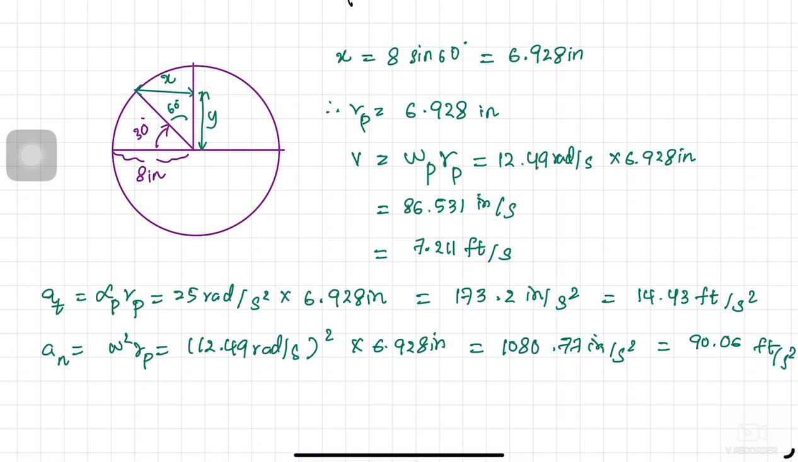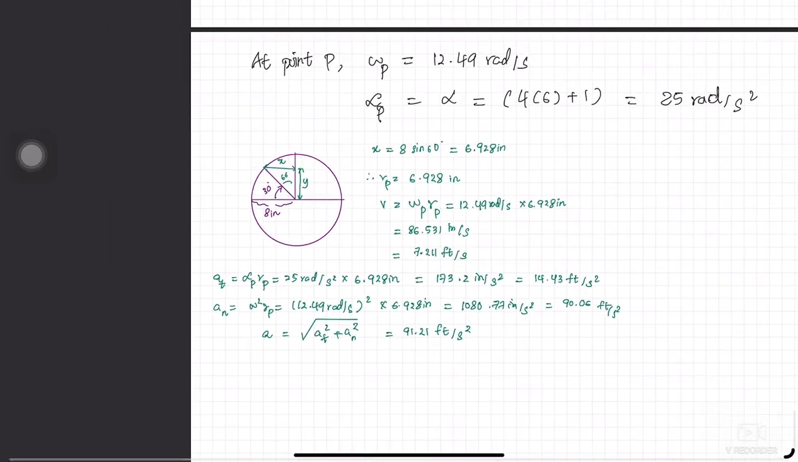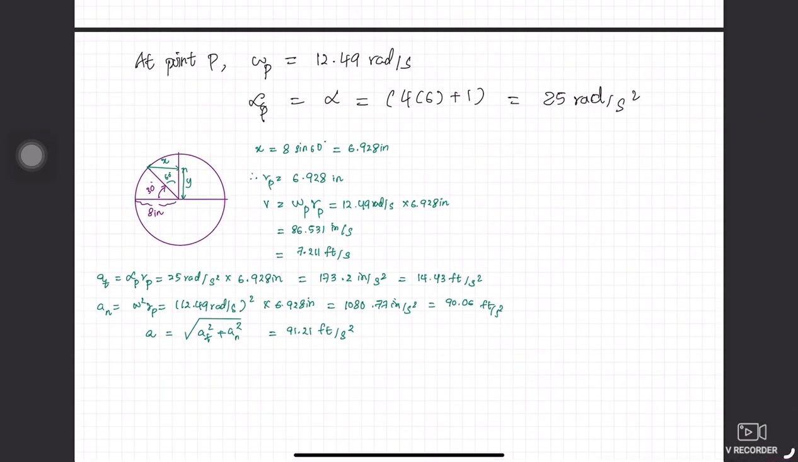And for the total magnitude of the acceleration, it's the combination of AT squared plus AN squared, and that is equal to 91.21 feet per second squared. So this is it for this problem. We have got the velocity value and acceleration value at point B.